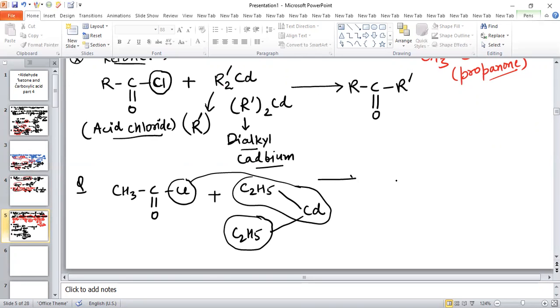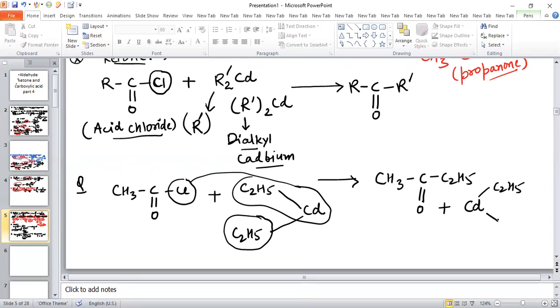So the product obtained is basically CH3, C double bond O, C2H5. Another product is basically Cd, on which one C2H5 is already there, and Cl gets also attached. So this ketone is obtained as a product.